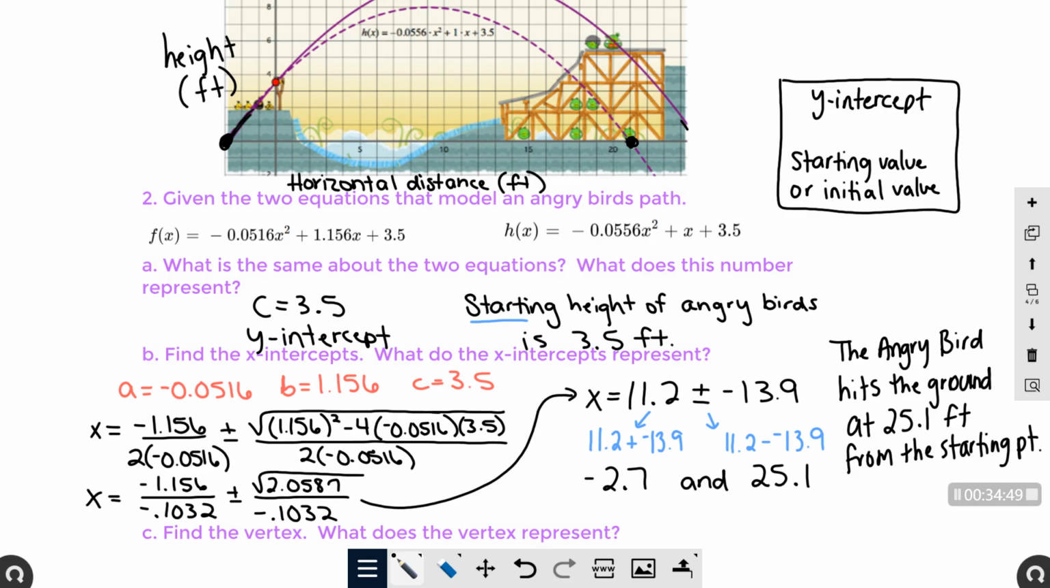This negative 2.7, that would be going in the opposite direction, and that's if, you know how when you did the Angry Birds before, did y'all pull them back too far and then they kind of fell off, they went and like fell backwards? Yeah, so that's when your Angry Bird falls backwards at that negative 2.7 feet away.